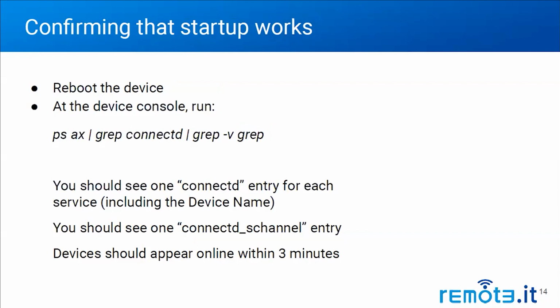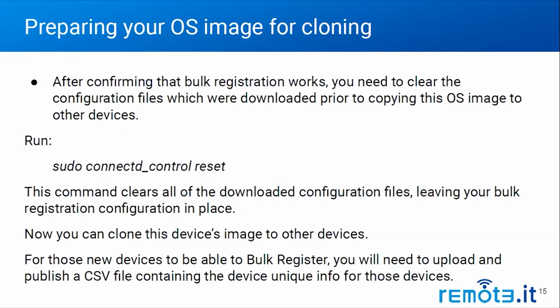And just as a side note, connectd channel is the daemon that's used to enable the bulk scripting functionality, whereas the connectd daemons are used for your actual TCP connections, for example, for SSH or VNC or a web server or whatever you're using. Now that you've confirmed that bulk registration works on your master device, you want to prepare the OS image so that it can be cloned onto other devices in manufacturing.